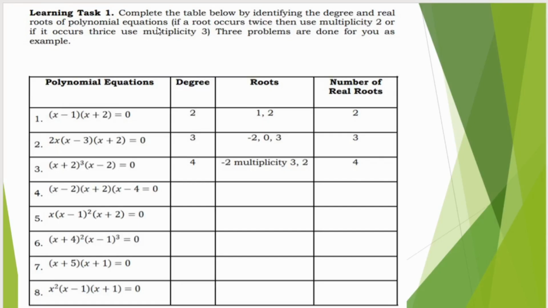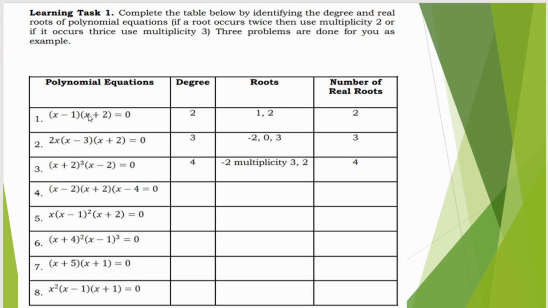So in here, learning task 1, you need to complete the table below by identifying the degree and real roots of polynomial equations. If a root occurs twice, then use multiplicity of 2, or if it occurs thrice, use multiplicity 3. The 3 problems are done for you as an example. So you have in here x minus 1 times x plus 2 equals 0.